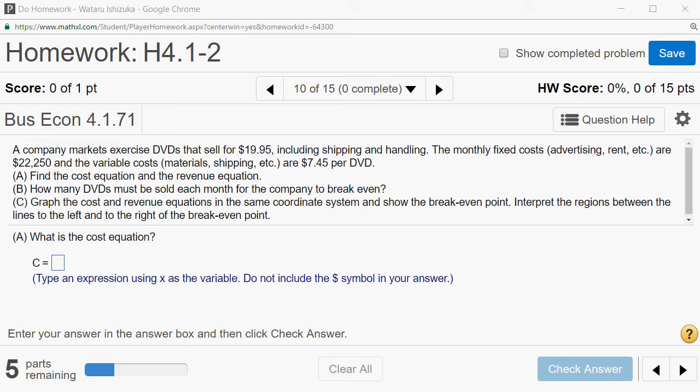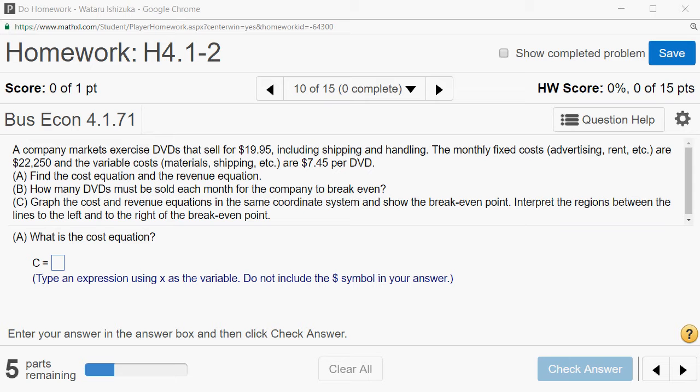Alright, let's look at the homework 4.1, 4.2, problem number 10. Alright, so let's work on this word problem. A company markets exercise DVDs that sell for $19.95, so that's the selling price, including shipping and handling.